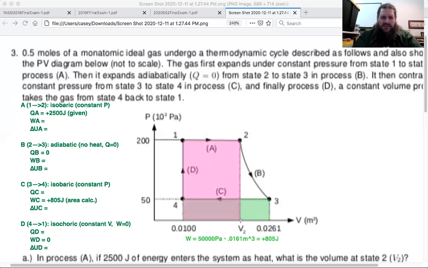So in this region, we know we have work for A is pressure, 200,000 pascals, times the change in volume, which we don't know. Delta V is going to be V2, which we don't know, minus 0.01 cubic meters.